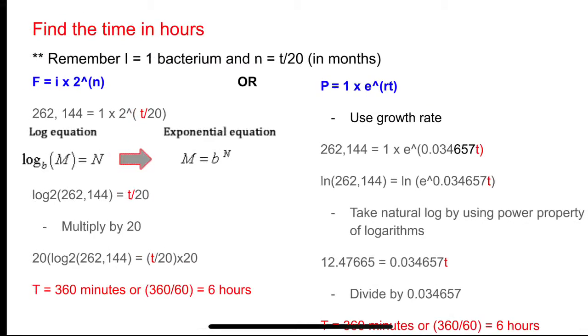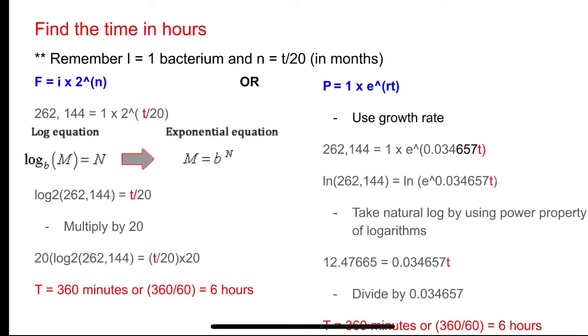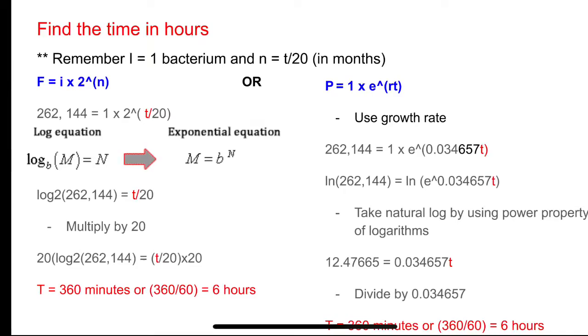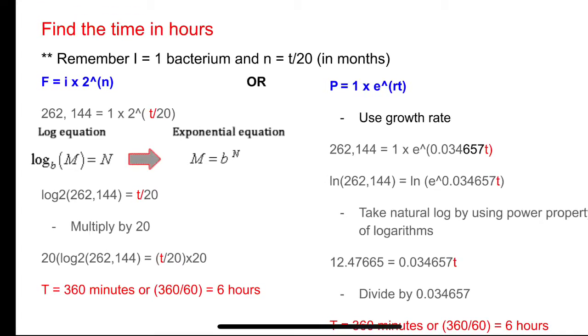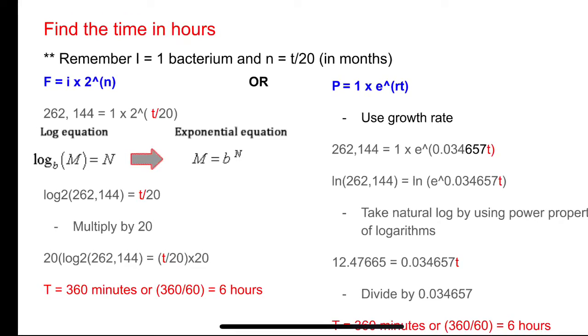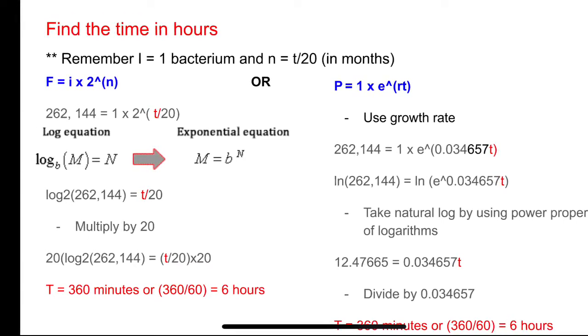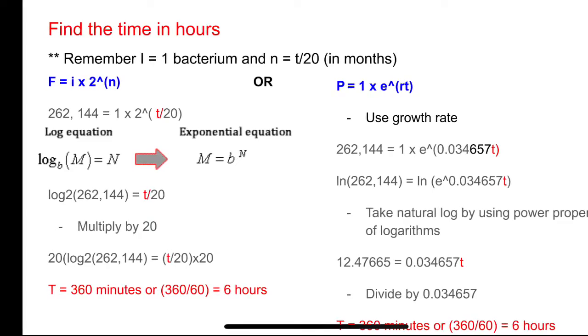The second way to solve this is by using P equals 1 times e to the power of r times t. You can use either equation and you'll get the same answer. But for this, we need to remember to use the previous growth rate we just got, which was 3.47%, but turn this back into a decimal.